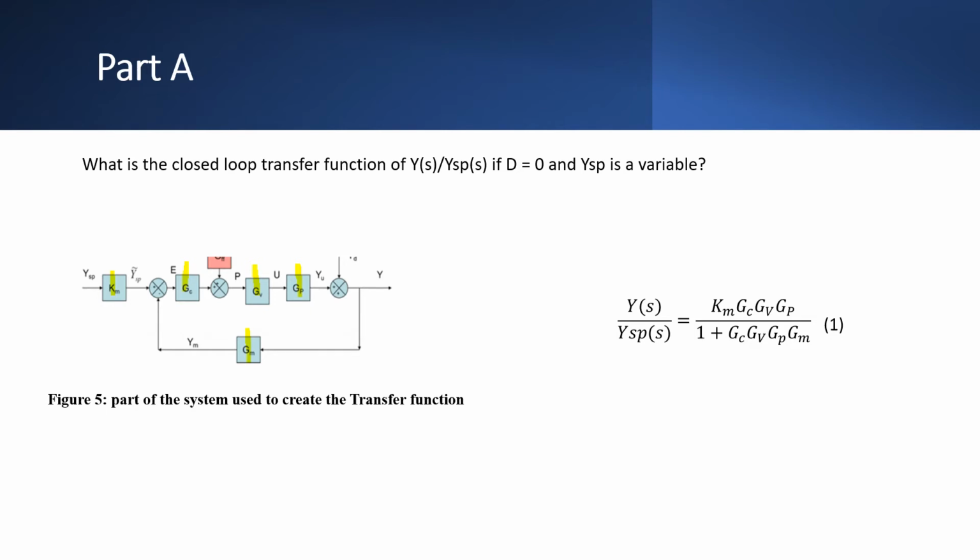As we can see in the first part of our numerator, the forward path is known as the forward. If we go back to figure 5, we start off at the set point Y_sp, where we have Km, then next is times Gc, times Gv, times Gp, as you can see in the numerator of equation 1. Then in the denominator, we use the 1 plus the loop, which is for our equation of the denominator. And in our case, we have 1 plus Gc, Gv, Gp, and Gm.